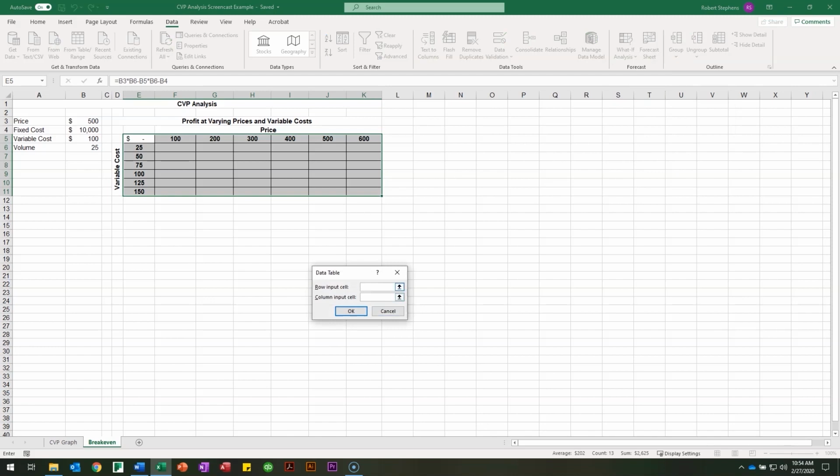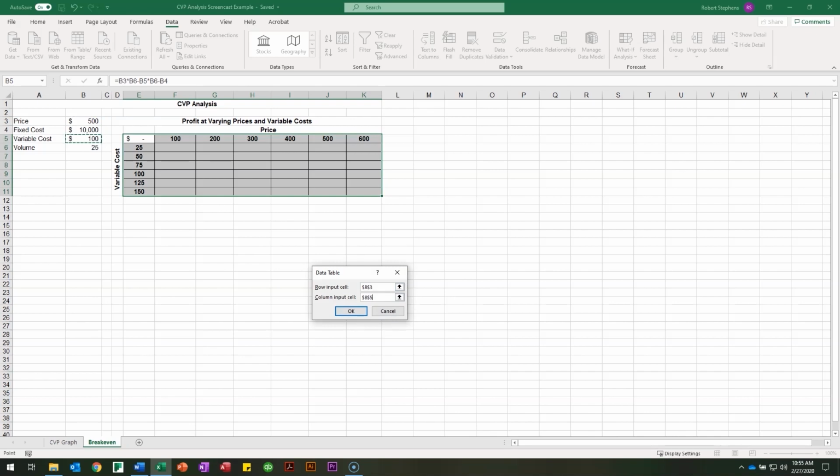It says, okay, in the row of data at the top of this table, which cell in the assumptions do I vary to calculate the profit? So I say, okay, the price is cell B3. That's the cell we'll be replacing with those values. Then it asks, what's the assumption we'll be using this column of data to replace values with? That's our variable costs, which are in B5. So there we have it.